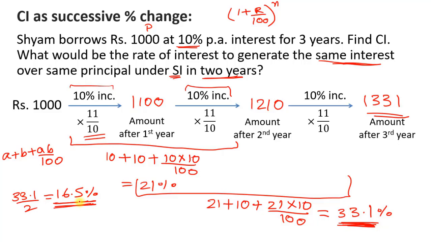Okay, so this was all about the basics of simple interest as well as compound interest. There are a few other template questions that are frequently asked in the compound interest topic, such as installments and the difference between CI and SI for 2 years, for 3 years. All these we will be covering in the next videos.